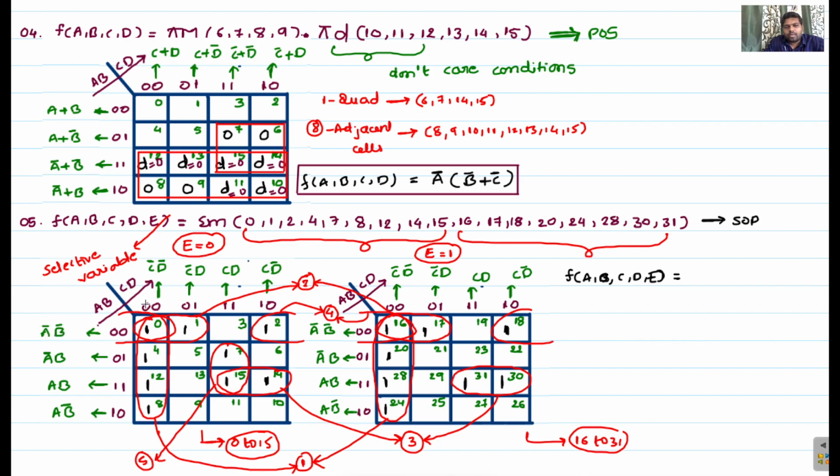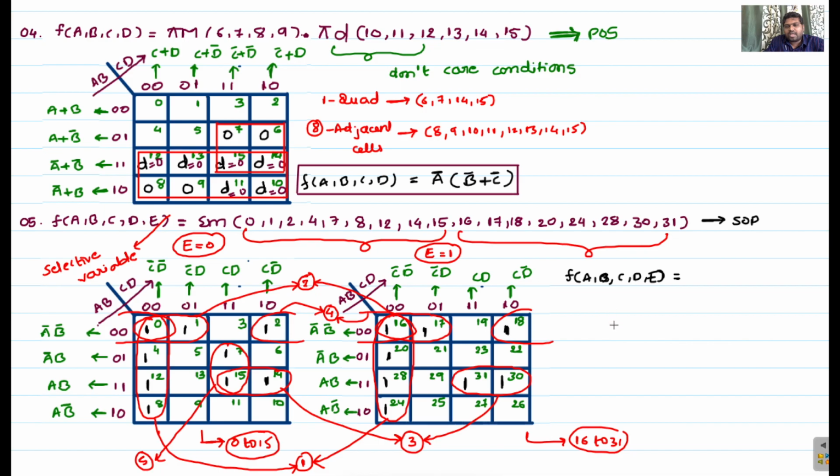And if you observe from the column point of view, 0 0 is the column, so I will take directly C bar, D bar. Here also we will get C bar D bar only, but C bar D bar only when E equals to 1, for the second K map. And when it comes to the first K map, C bar D bar only when E equals to 0. So now how do you write the expression?